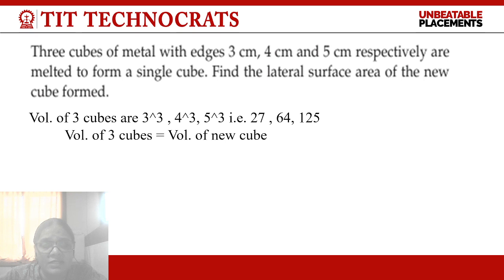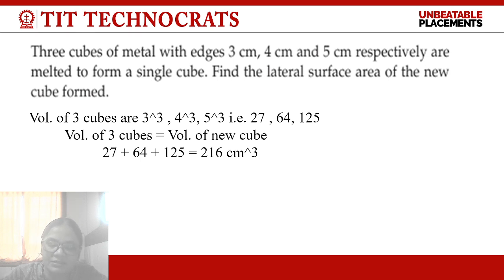When we add the volume of these three cubes, we'll easily get the value of the volume of the new cube. So on adding these values, we'll get 27 plus 64 plus 125, which is equivalent to 216. So we get 216. This 216 is the volume of the new cube.